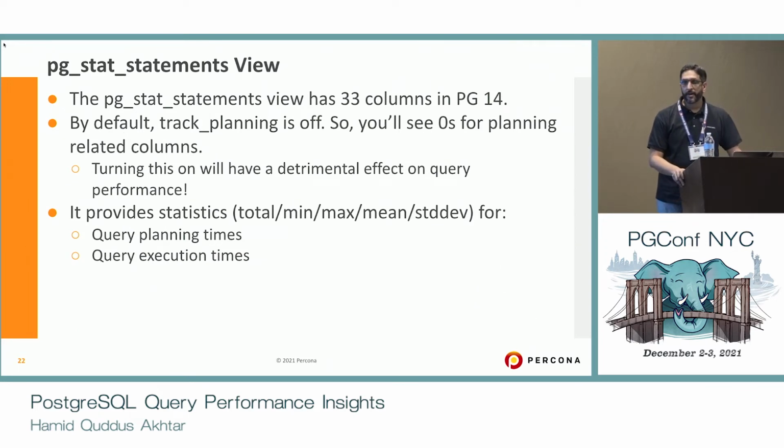It has 33 columns in PG14. I think PG13 had 32 columns. The only change here was a top-level Boolean to indicate whether this query was a top-level query. By default, track planning is off because that will also have a further performance degradation for pgstat statements. And with this off, you'll see that all the planning columns, plan timings, are going to be off. So you're going to see zeros for all of those.